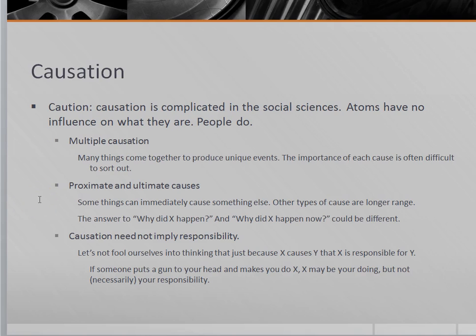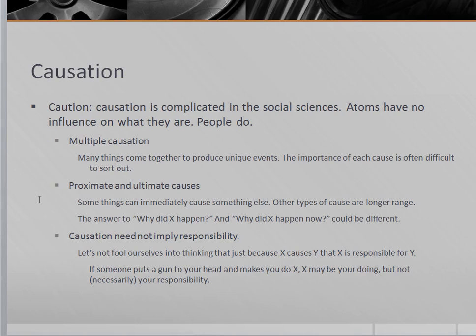Now, let me give you a caution. Causation, saying that one thing causes another, is complicated. It's complicated in social sciences particularly. Unlike atoms, people do have some influence on what they are. That is to say, we are self-reflective human beings, which means that we have, to some degree, agency. There's debates about whether we actually have free will, but we certainly have the ability to influence who we are over the long term. What this means is that many things can come together to produce unique sorts of events, and the importance of each particular cause in that chain of events that leads up to the event that you're studying is often difficult to sort out.